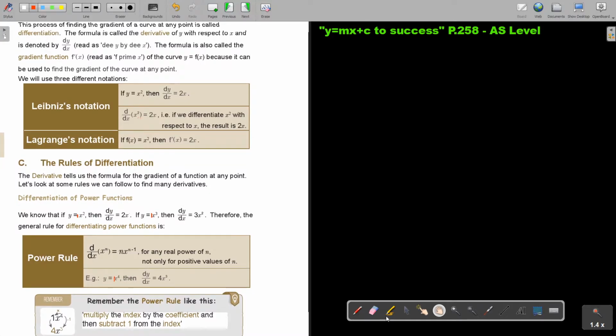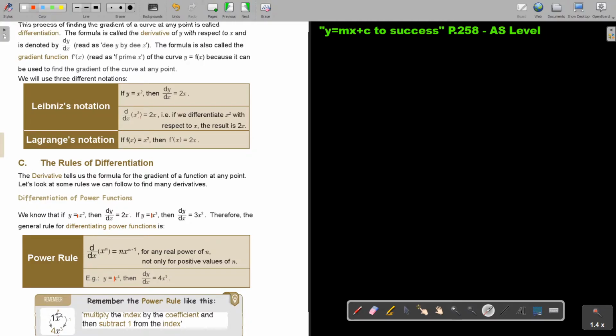Let's just move it up a little bit to see. How do we remember the power rule? Like this. Multiply the index, that little small number on top, the exponent, by the coefficient, so the number in front of the variable. And then after that, subtract 1 from the index. So we first multiply and then we subtract 1.